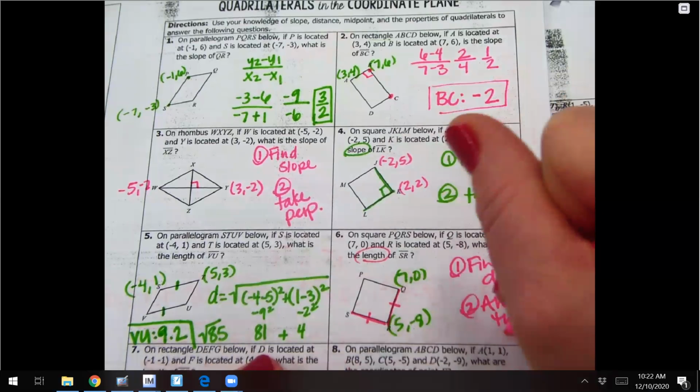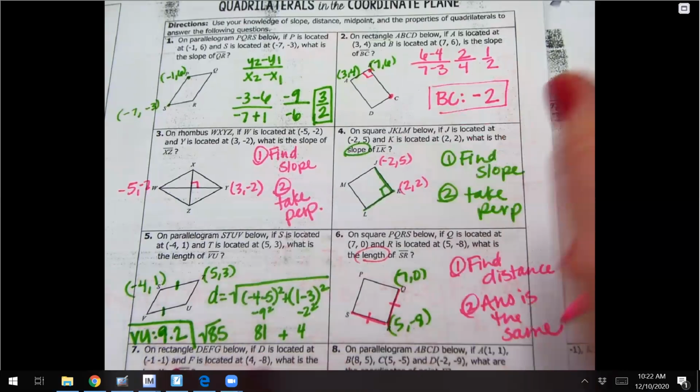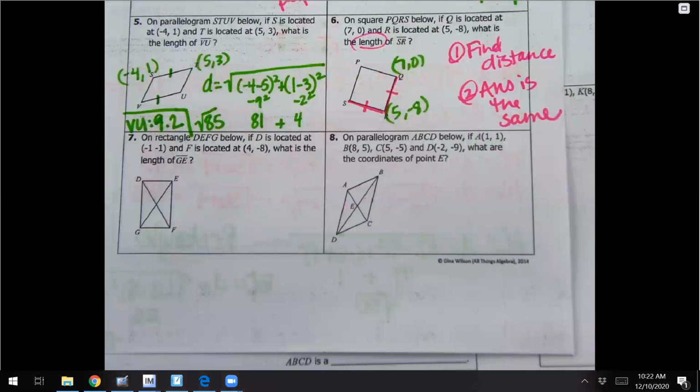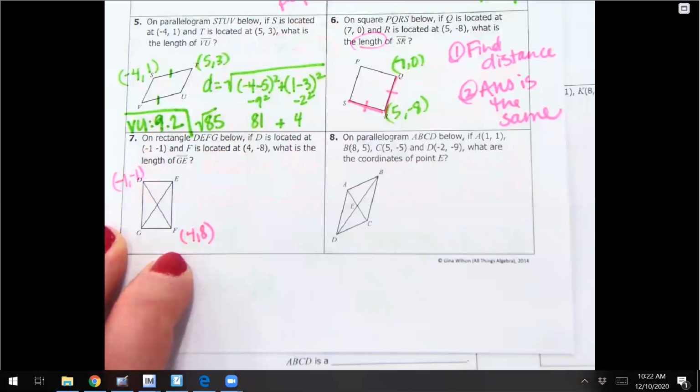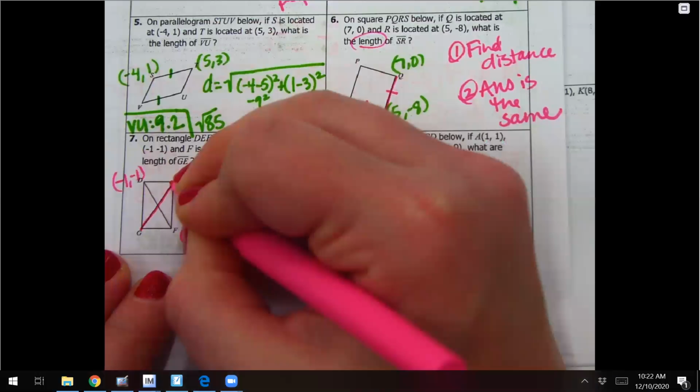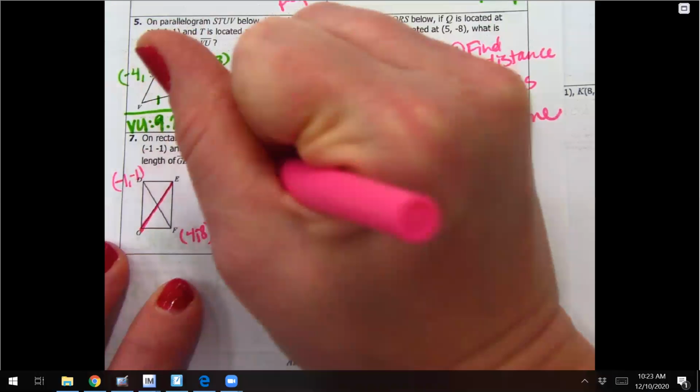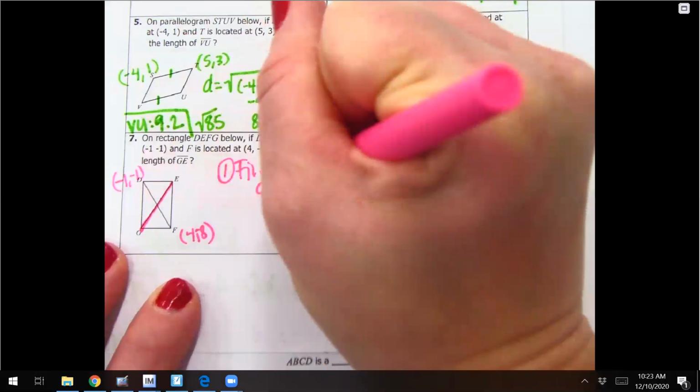Okay, number 7. It says on rectangle DEFG below, D is located at -1, -1, and F is located at 4, -8. What is the length of GE? What's the relationship between the diagonals on a rectangle? They're congruent. So what do we need to do? What are our steps? Find distance, and then what? Same.